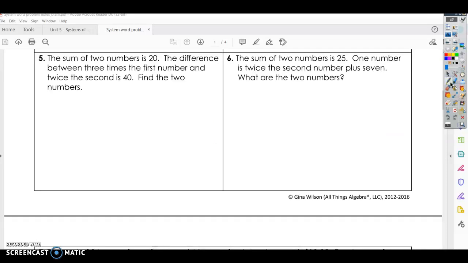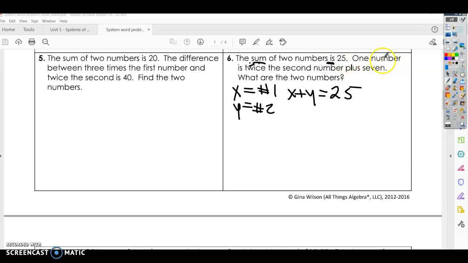All right, moving down to number 6, it says the sum of two numbers is 25. So again, we're going to define two numbers, our first number and our second number. So the sum, that means addition. So x plus y equals 25.